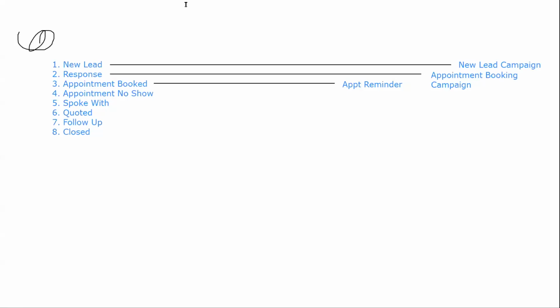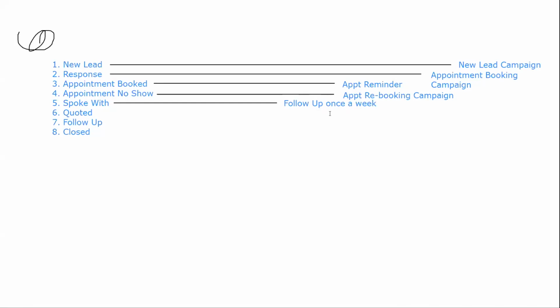And then maybe if they don't show up to that appointment, maybe I update their pipeline stage and we do an appointment no-show. And if I put them in the no-show, then I want an appointment rebooking campaign to go out. Okay. And then spoke with, so after I speak with them, maybe we want just a follow-up. Maybe this action here is just following up once a week. Follow up once a week. We'll just put that there.